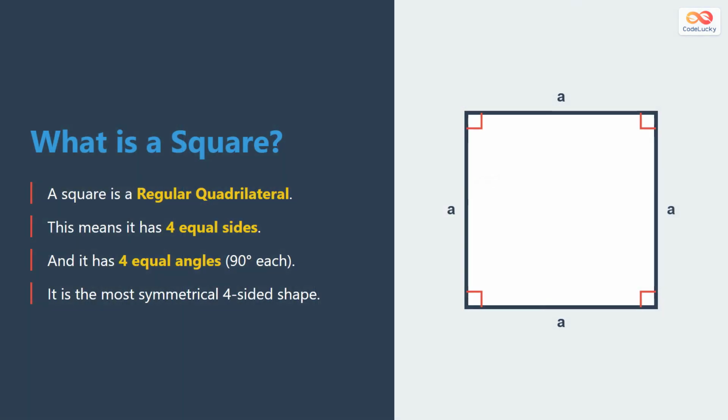A square is what we call a regular quadrilateral. The word regular means it is perfectly symmetrical. It has 4 sides that are all equal in length and 4 angles that are all equal to 90 degrees.